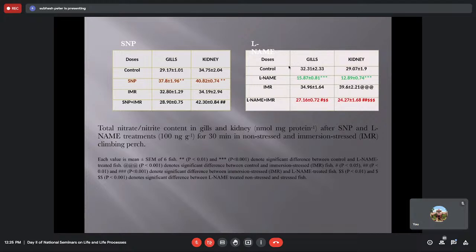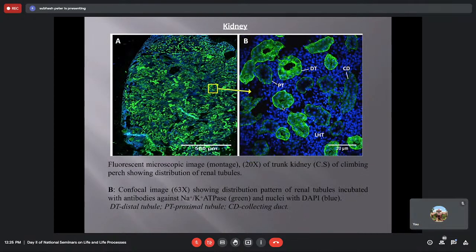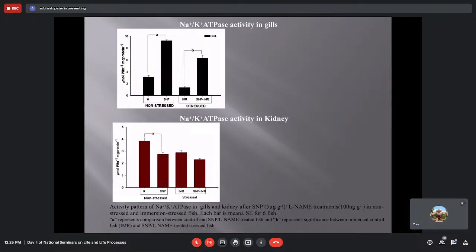And we find that this system works along with the chloride cell distribution in the branchia, where you find the chloride cells, or the branchial ionocytes, here. And this is the collecting tubule or distal tubule, the collecting tract, where ionocytes are being tested. So the differential staining could be seen there.